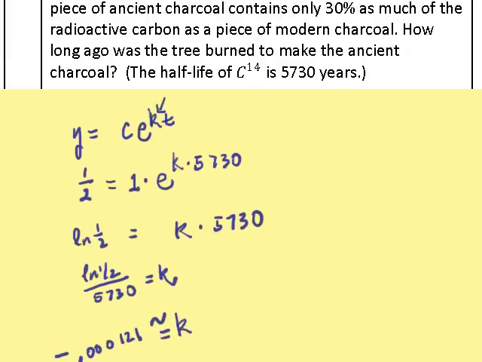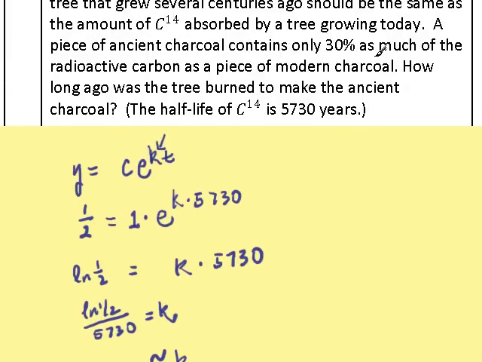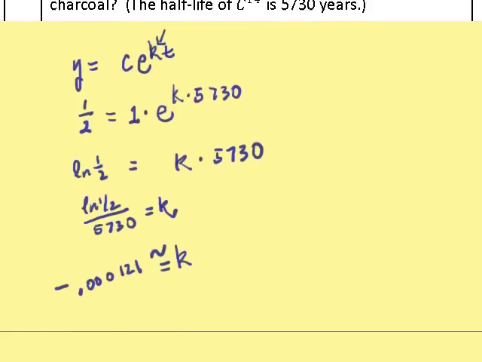So now we want to answer the question that says that a piece of ancient charcoal contains only 30% as much of the radioactive carbon as a piece of modern charcoal. How long ago was the tree burned? In other words, we started with a certain amount of carbon-14. So let's just say C is the amount of carbon-14 that we started with. Remember, C is always the initial amount. So we're left with 30%. So the amount that we have now is 30% of C.